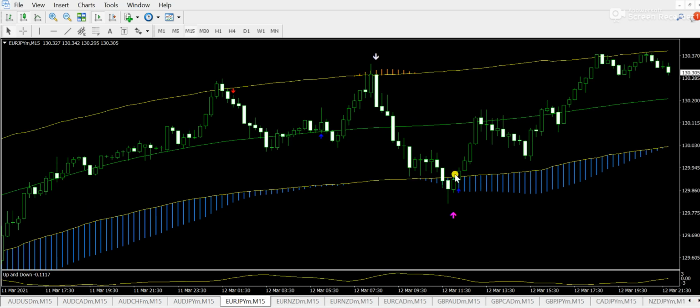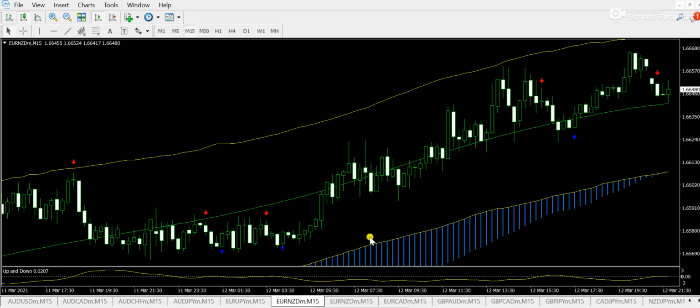Okay, Euro JPY, if you look at here, we have received a buy signal here, and then the market went up. Okay, Euro New Zealand, look, the market is simply in the upward trend. Now you are getting the sell signals, so we are not going to trade these sell signals. We are more interested in buying the pair. So for example, the second last signal was the buy signal. The market perfectly went up. However, the next signal is the sell signal. We are not interested in selling this pair.